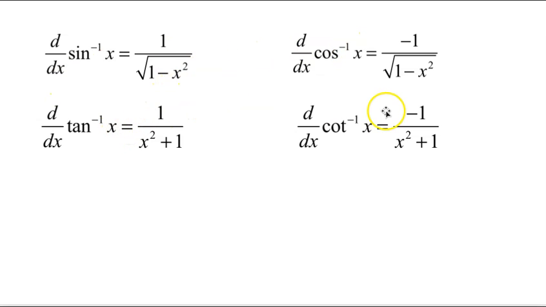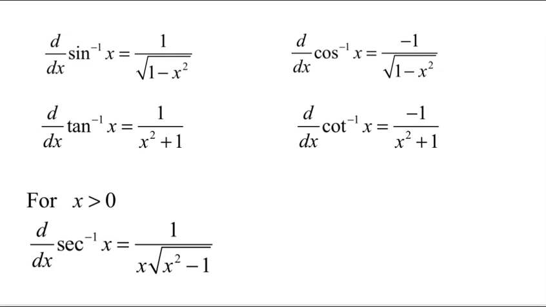The derivative of inverse tangent and the derivative of inverse cotangent are the same, except one is a multiplier of -1. And for x bigger than 0, the derivative of inverse secant is 1 over x times the square root of x squared minus 1. And thankfully, the pattern also holds for the derivative of inverse cosecant, which is -1 over x times the square root of x squared minus 1. And that will conclude this lesson.